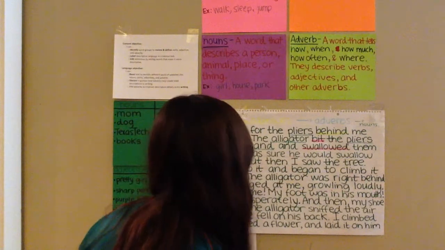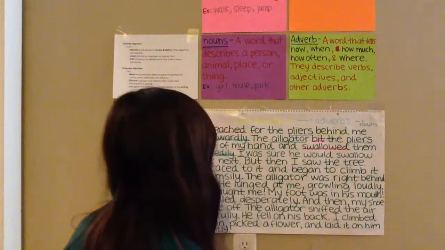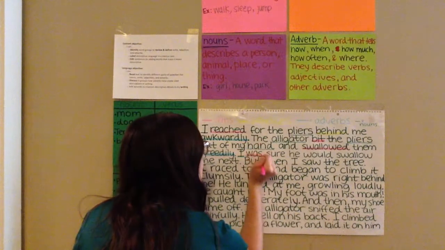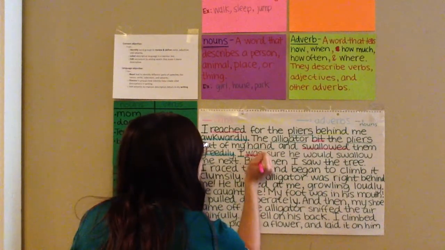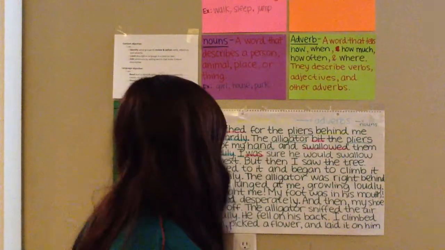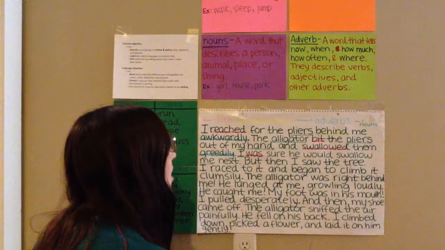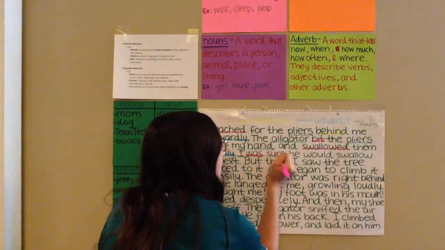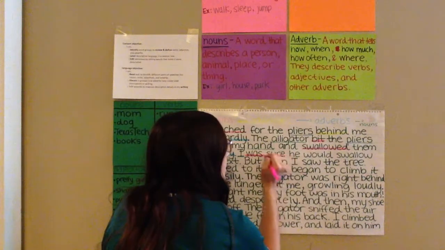So let's see if there's a verb. What is the verb in this sentence? Was, good. It's from the verb to be, because verbs don't always have to be action verbs. They can also be a state of being, and to be is a state of being. Oh, good. I'm glad you noticed. So I was sure is a verb phrase. Good.